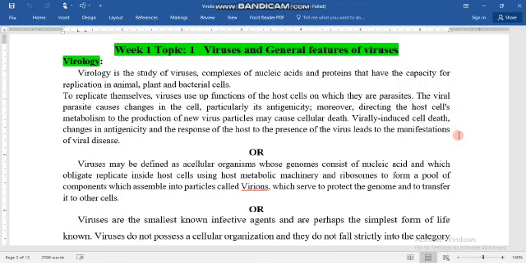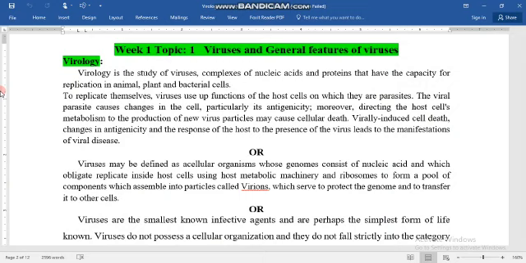In this lecture we discuss viruses and their general features. First of all, we see what is meant by virology. Virology is the branch of biology which mainly deals with viruses. In virology, we discuss viruses, their complexes, their structure, their pathogenicity, mode of action, etc. Viruses are subatomic particles.